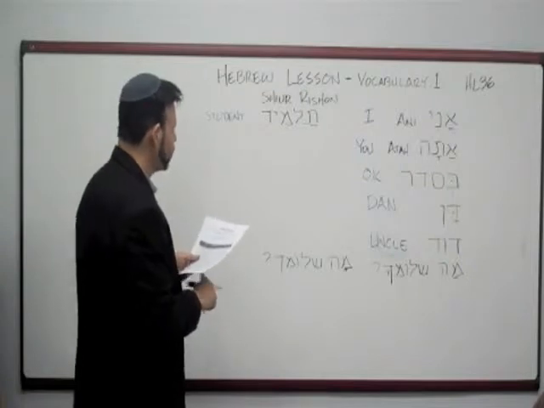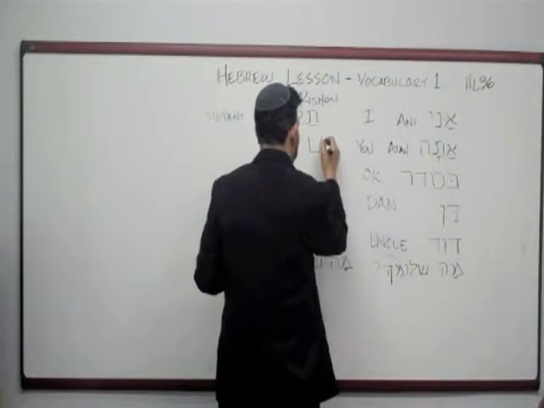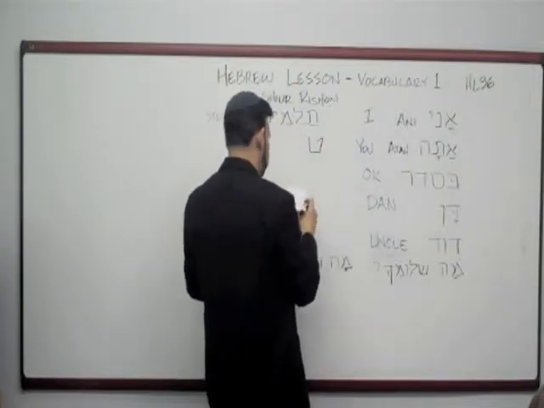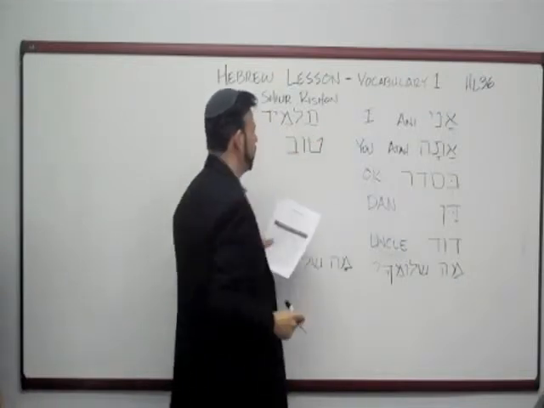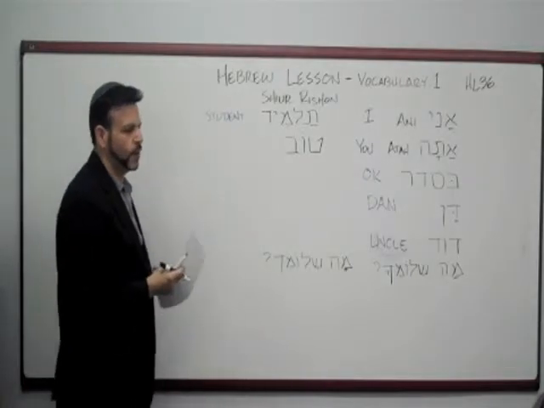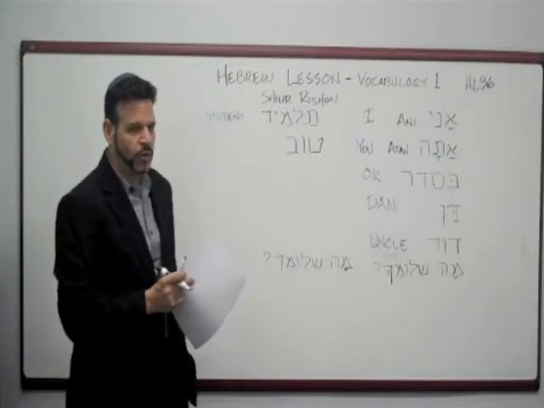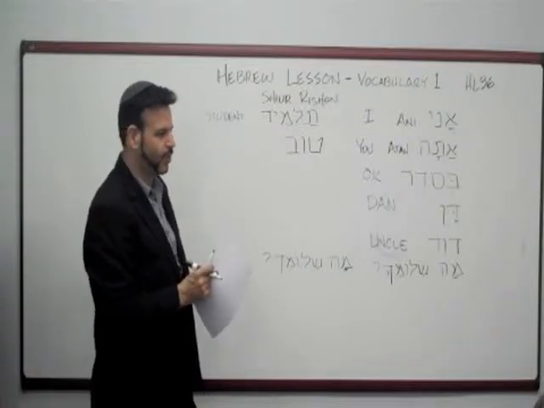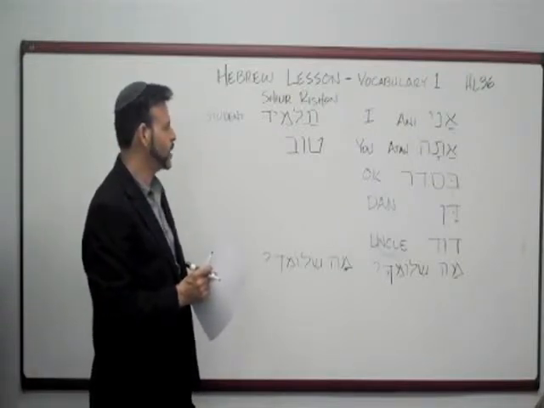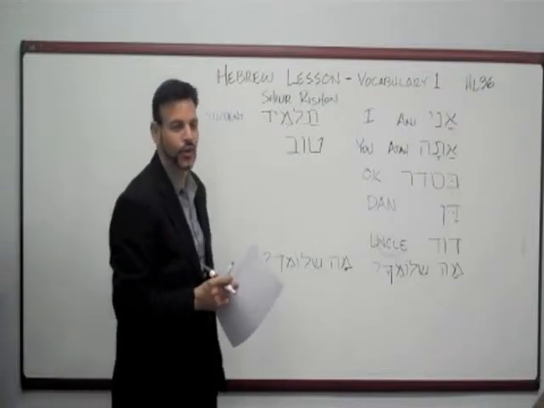Okay, then we have the word tov. Now this one we spell not with the letter tav. We spell it with tet. And this word is what we say for a lot of good days. We say Yom Tov. Or we could say Boker Tov, very good. Or we can say Laila Tov, Erev Tov, good night, good evening. We can say Mazel Tov.